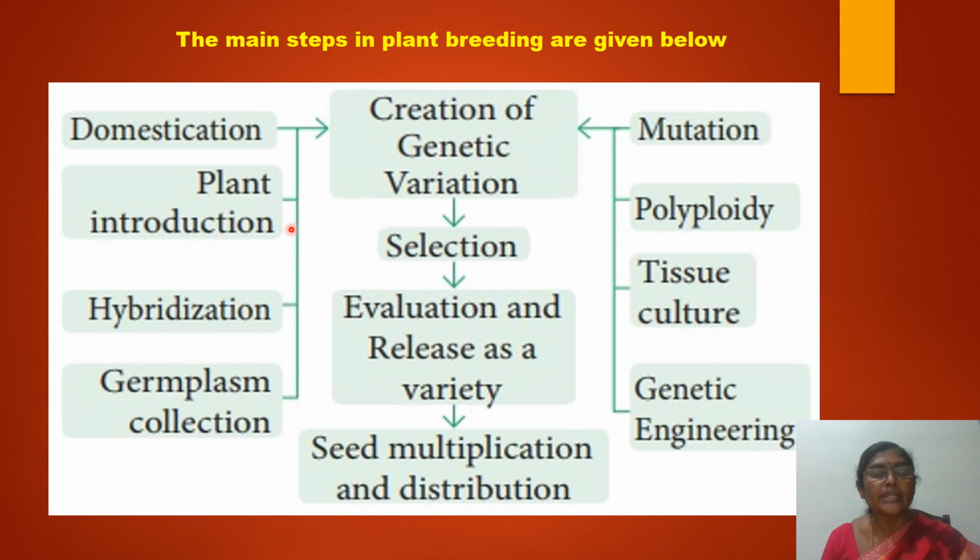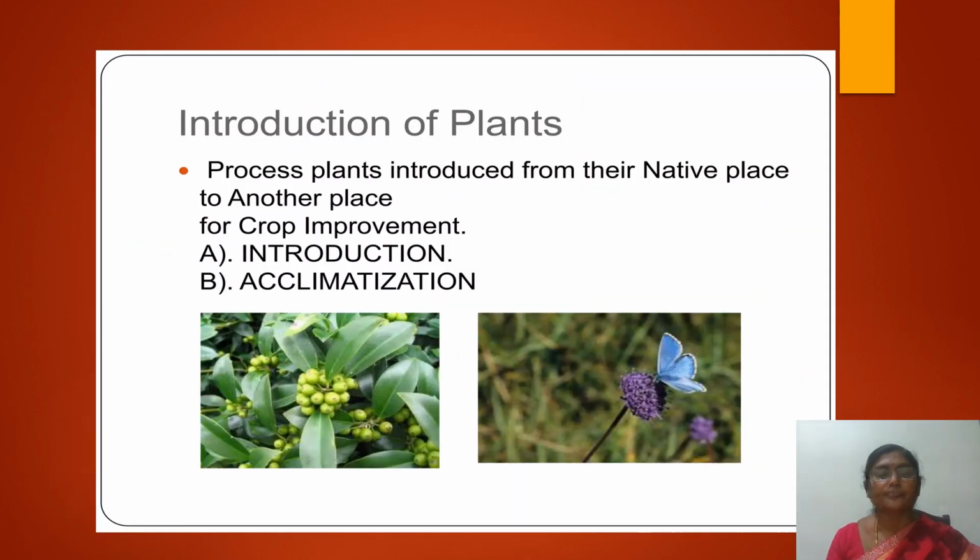In domestication, next comes plant introduction. After plant introduction, hybridization techniques, then germplasm collection. Genetic variation leads to selection of plants, evaluation and release as a variety, then seed multiplication and distribution. Again, the creation of genetic variation also through mutation leads to polyploidy, tissue culture and genetic engineering. We will see one by one.